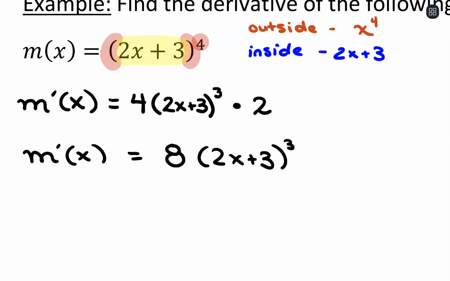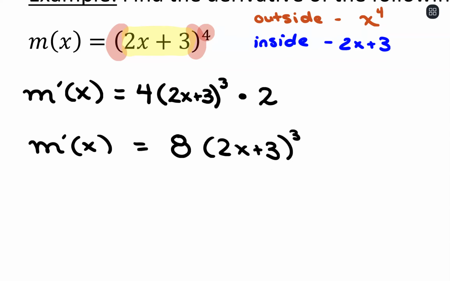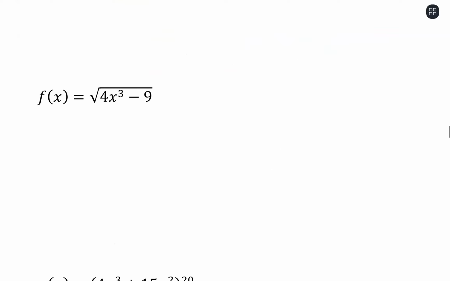So we could use more derivative notation here, but it's just kind of getting in the rhythm of derivative of the outside times derivative of the inside. It's just when you do the outside function, you keep the inside. Let's look at a few more examples here.